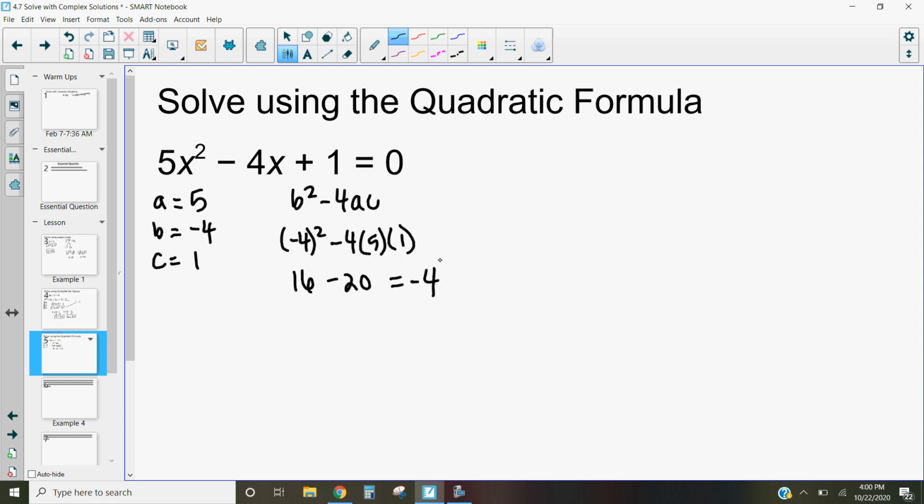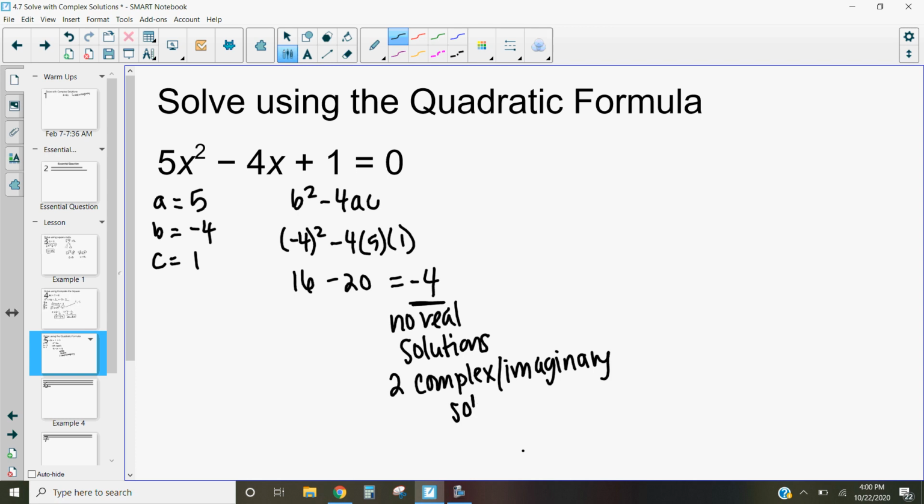So when this is negative, what this tells us is that I have no real solutions. So what that means is that I have two complex solutions, or imaginary. And so, because technically real solutions are complex, but we have two imaginary or complex solutions here. So let's figure them out.